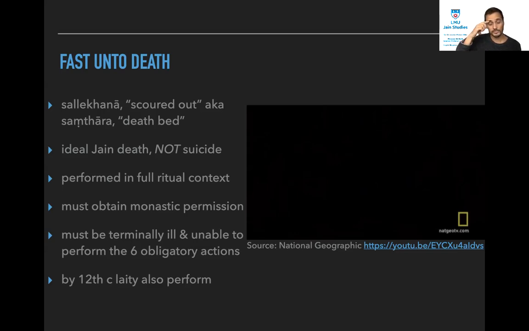Okay, so it's often understood within this context that the person undertaking this fast unto death, as they give up food, as they give up water, and as they finally give up their breath, that this is done with intention, and that the giving up and the turning over of the breath is an intentional thing.